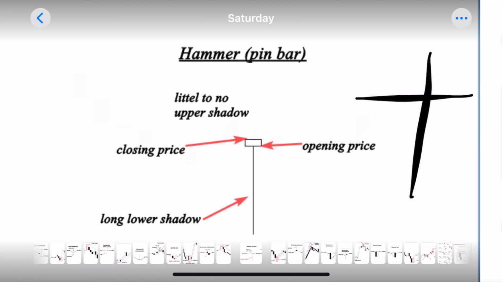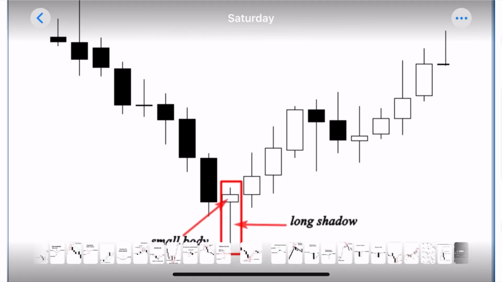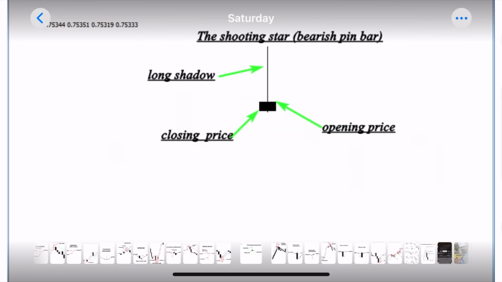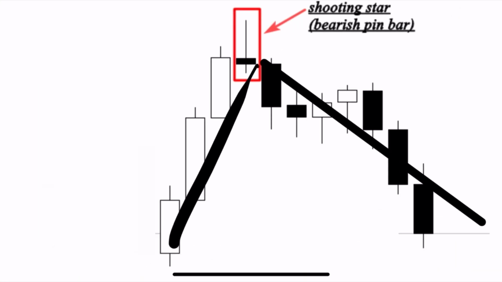That's a hammer, also called a pin bar. So the tail is very long, meaning that the market is changing the price and moving towards the upside, guys. Here it's losing the momentum from the upside, going to the downside. This is why you get to find it in a real chart like that.